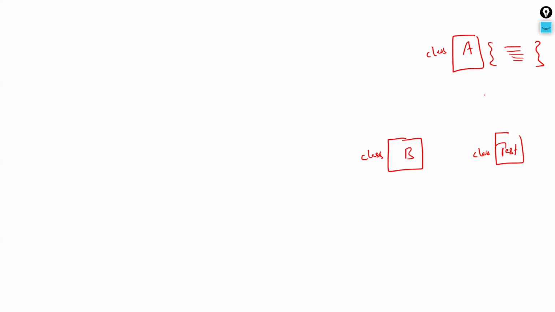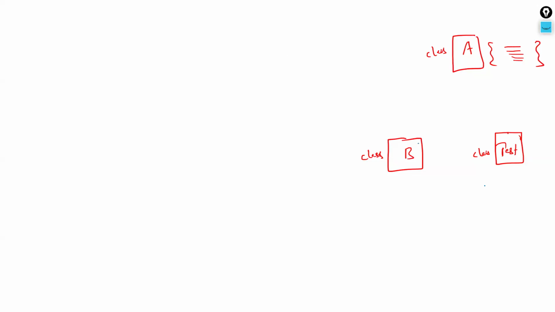Now the requirement is test class wants to access A class data. Or B class wants to access A class data. Then what are the possibilities? In how many ways can one class access other class data? One way, two ways, or anything more than that? Please answer. Yeah, one is object creation.